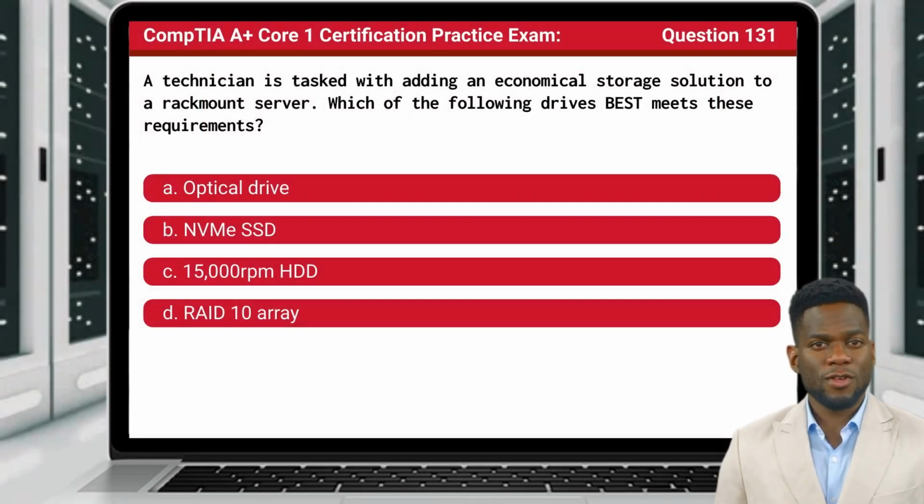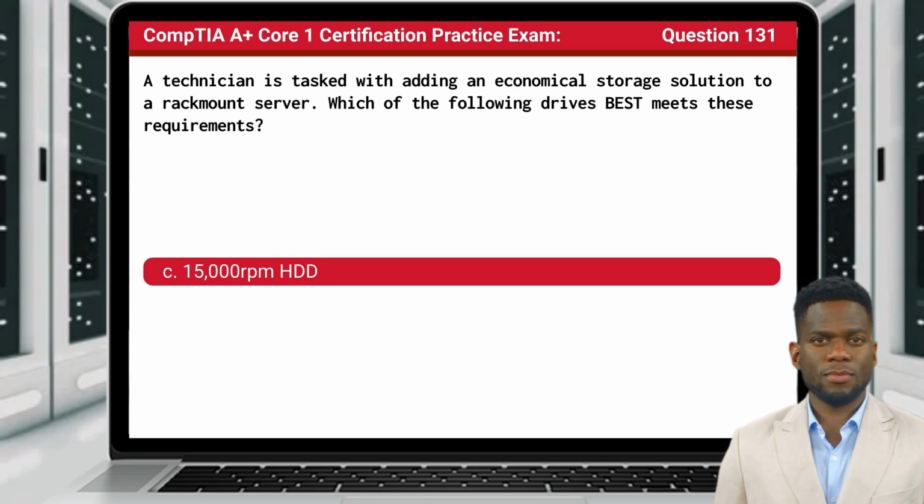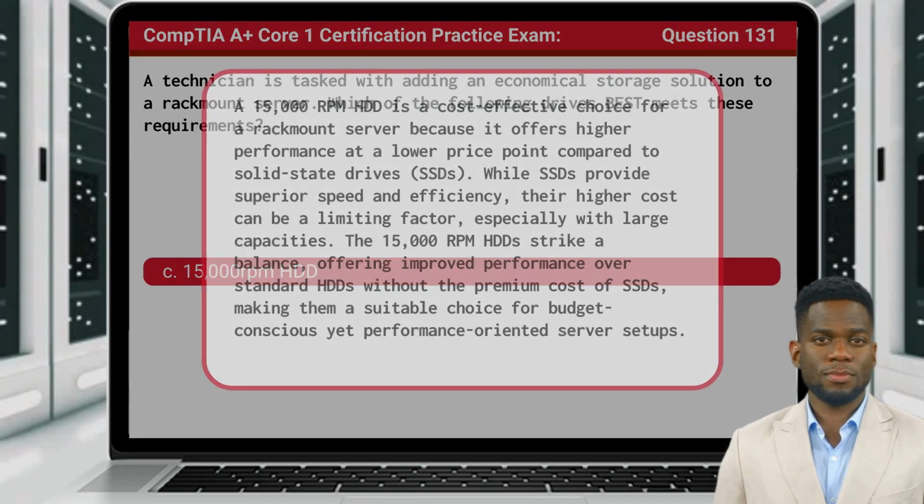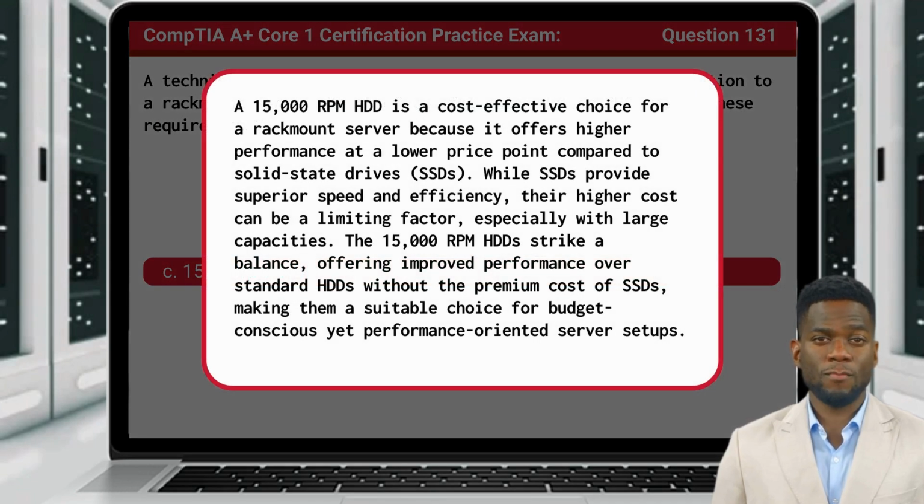Question 131. A technician is tasked with adding an economical storage solution to a rack-mount server. Which of the following drives best meets these requirements? The answer is C, 15,000 RPM HDD. A 15,000 RPM HDD is a cost-effective choice for a rack-mount server because it offers higher performance at a lower price point compared to solid-state drives.